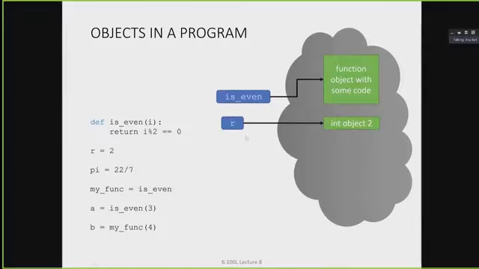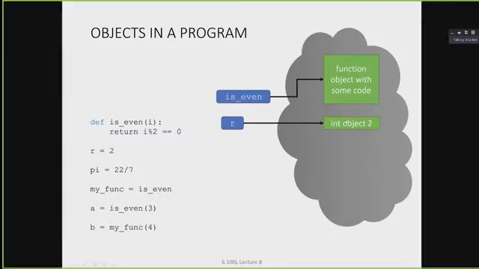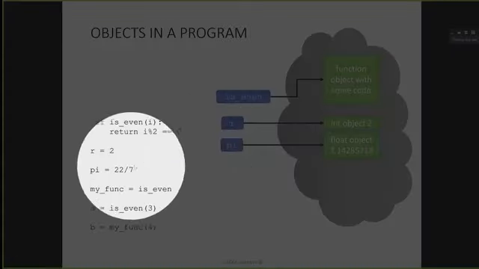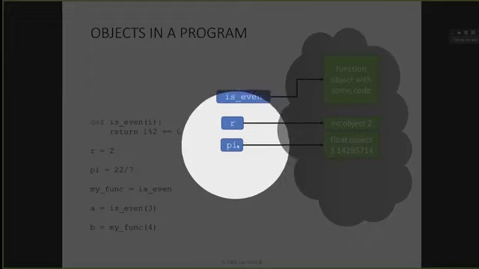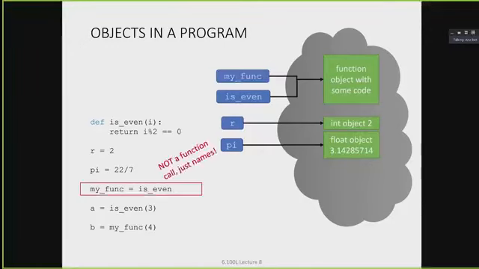Similarly, when we write r is equal to 2, I think of that as the same thing. r is the name, and I've got an integer object whose value is 2. That's exactly what happens when we create a function definition. Similarly, pi is equal to 22/7. pi is the name associated with a float object that has that value. So now that we've established that a function is basically an object with a name, we can say a line like this: my_func equals is_even.